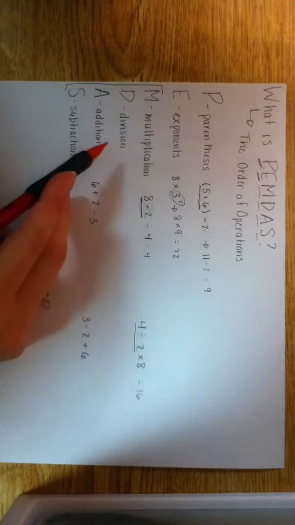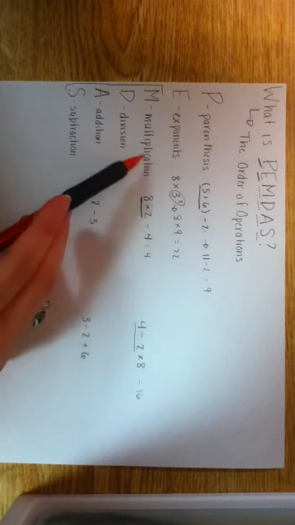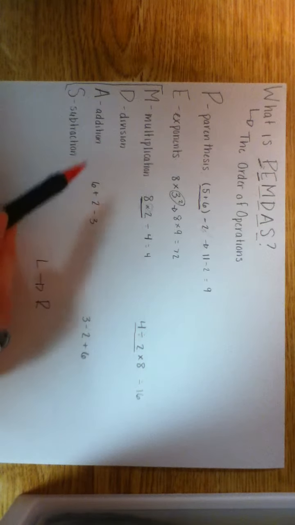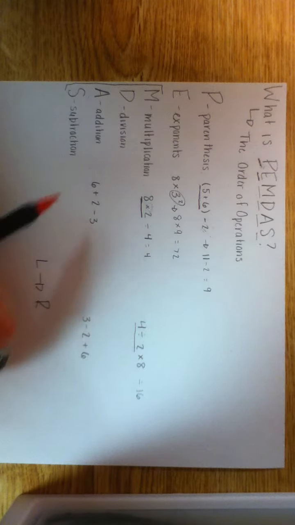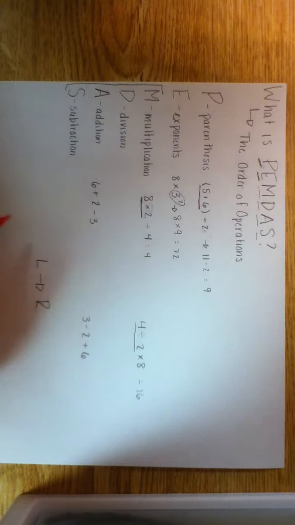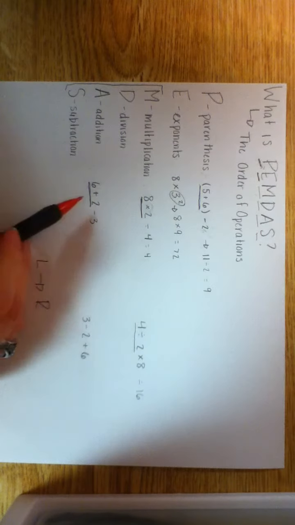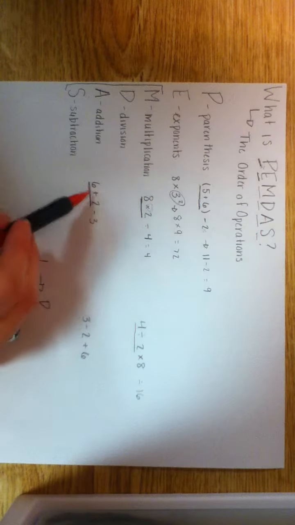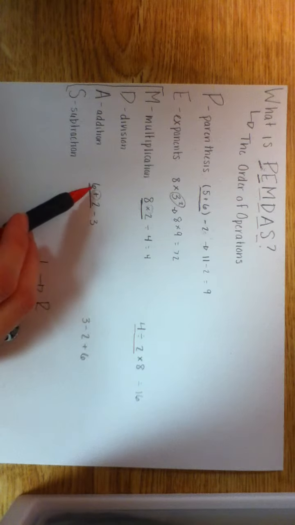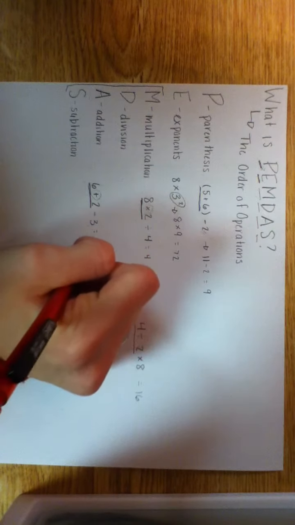Now let's move on to the rest of PEMDAS. Addition and subtraction. The same rule applies. Just because addition is before subtraction does not mean that addition is before subtraction in every problem. So in this case, 6 plus 2 minus 3. The first thing you would do is 6 plus 2, just as if you were reading a book, like I said before, because the addition operation is before the subtraction operation. So 6 plus 2 is 8, minus 3 equals 5.